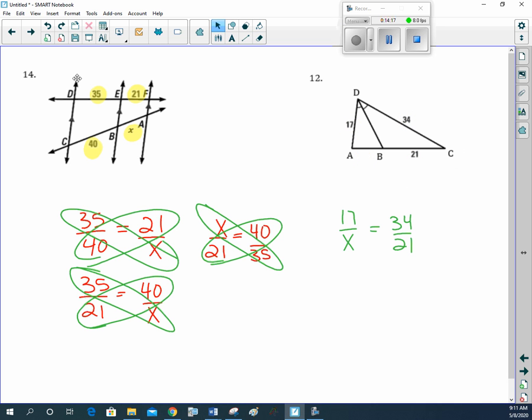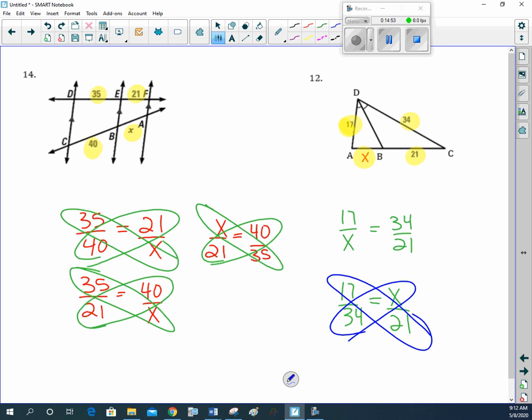Okay, I could go left to right. So I could say, well, 17, the side, goes with the side to the other one, 17 over 34. Then it matters, since I started with the 17 on the left, I got to start with the x that's on the left. So that would be x over 21. And then let's just do a quick check. Do those work? Our diagonals should be the same, and they are.